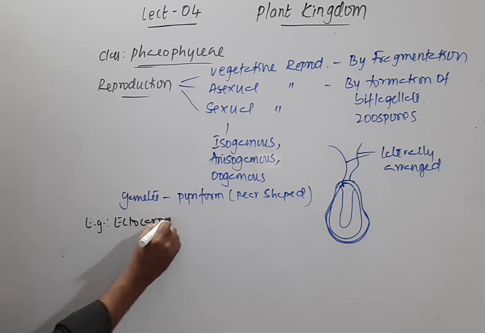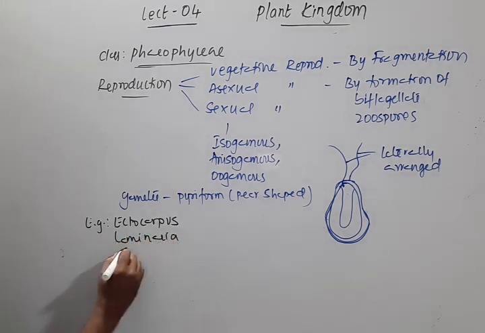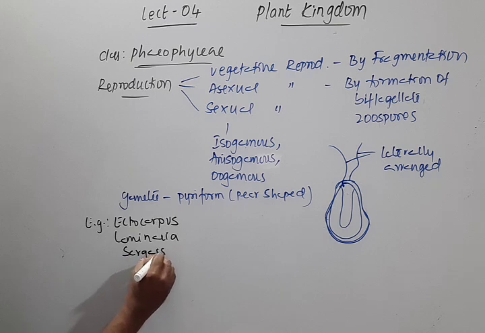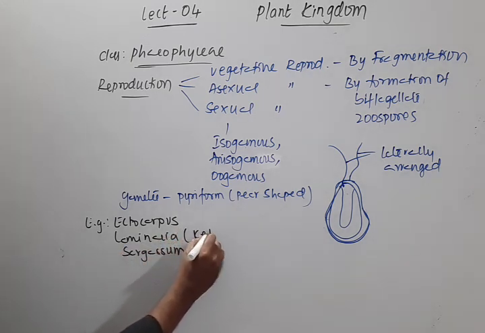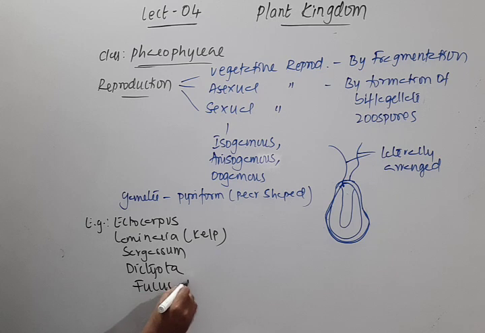Examples will include Ectocarpus, Laminaria, Sargassum. This Laminaria is actually the kelp, commonly called kelp. Then Dictyota, Fucus, etc. are some examples of this group Phaeophyceae.